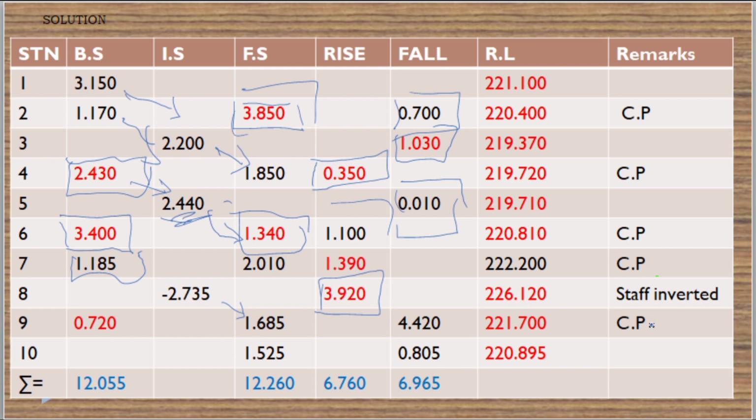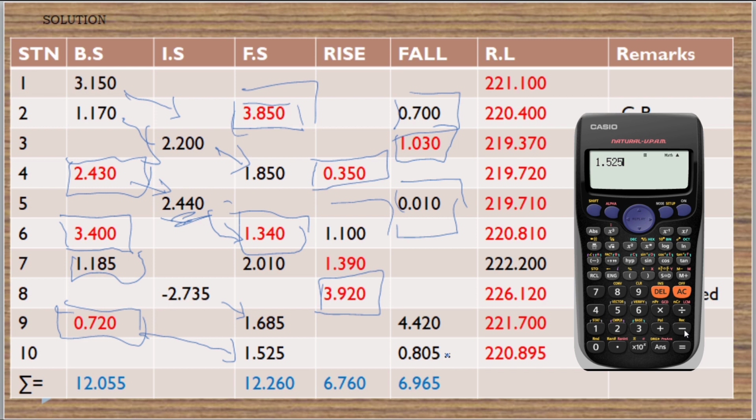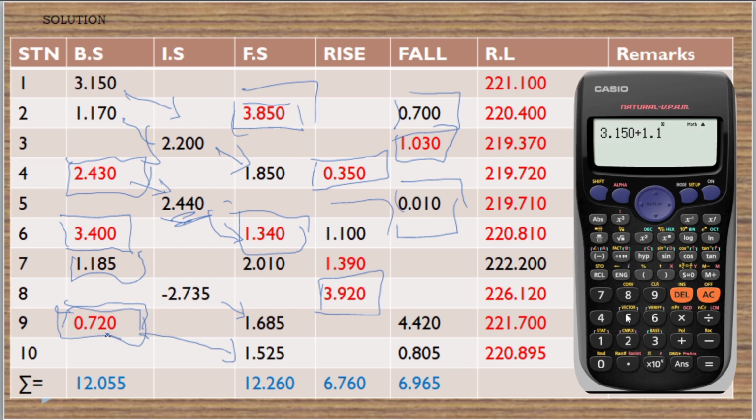So here we had a changing point, that means here we have a backside, that our value x, so x minus 1.525, our answer is supposed to be negative 0.805. That means our value needs to be lower. So by subtracting this 2, I'll get 0.720. That will be the value of my backside there.